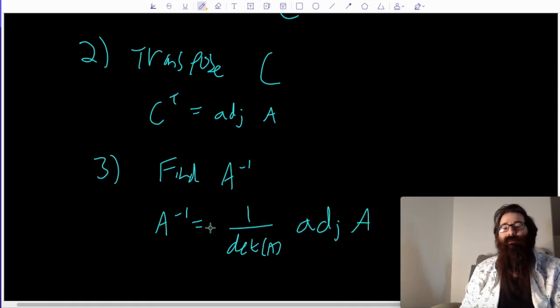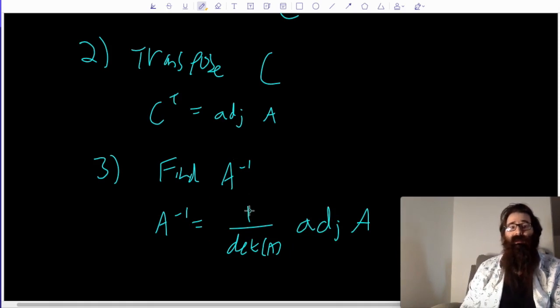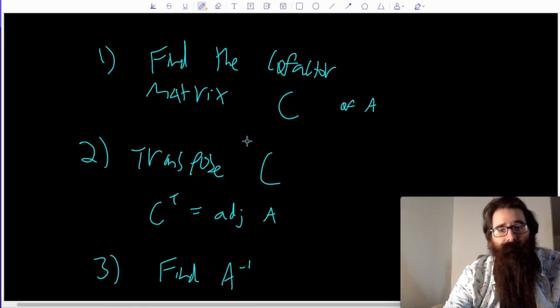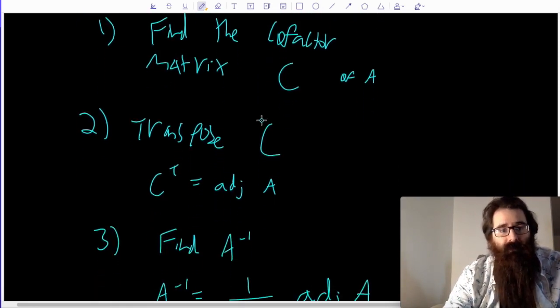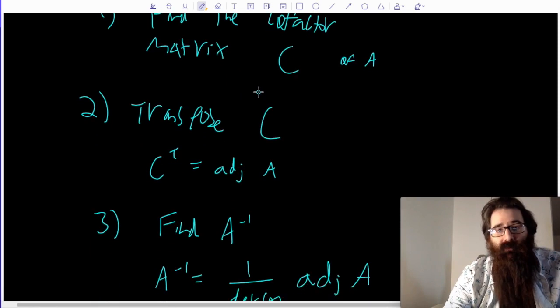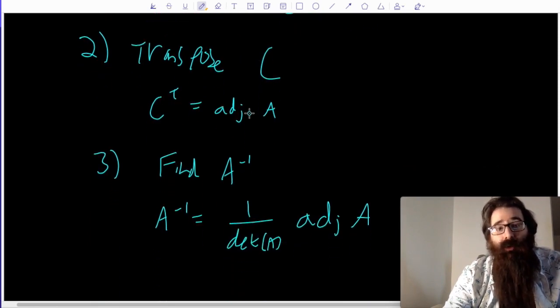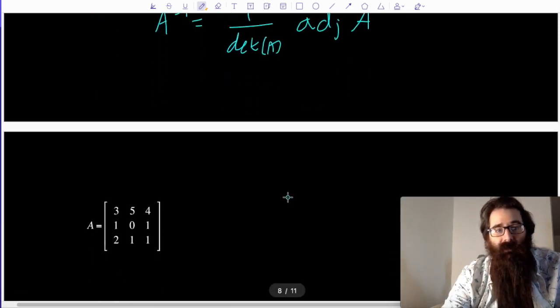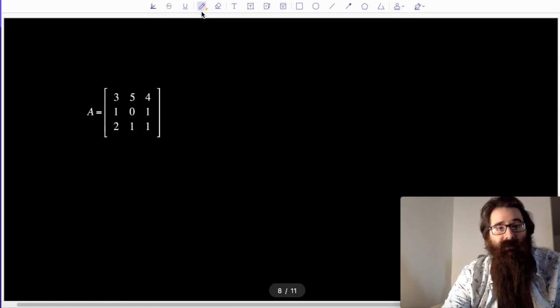So there is a step somewhere in here where I have to be finding the determinant of matrix A. We'll do that at the beginning. But this is the basic idea. I need to find the determinant first of A, but then I want to find the cofactor matrix of A. I want to transpose that, and then I want to scale that transposed cofactor matrix by 1 over the determinant of A. Okay, so we've got a lot to talk about.